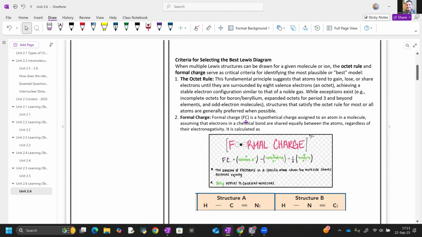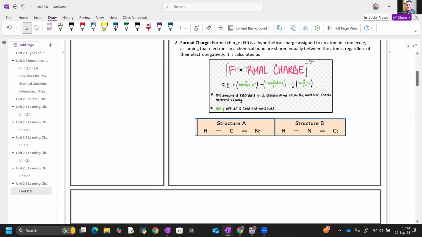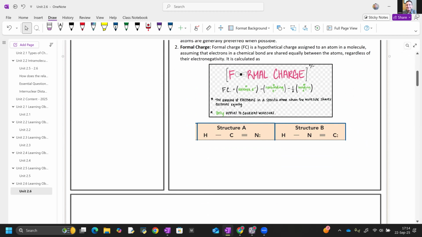Formal charge is a hypothetical charge assigned to an atom in a molecule, assuming that electrons in the chemical bond are shared equally between the atoms, regardless of their electronegativity. And we have a calculation for this. We use formal charge to gauge whether or not to look at competing Lewis structures to see which one is better. And we have a set of rules for that. But before we go into that, let's talk about how we calculate formal charge.